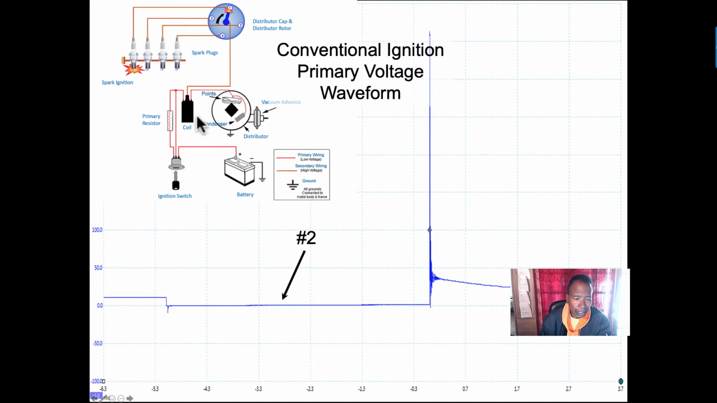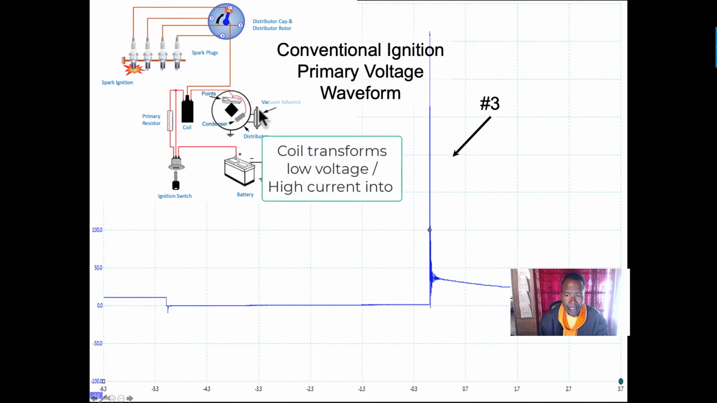So right here, battery voltage, the points close, I charge the primary circuit up. Here is my dwell section. This is when the coil is being charged. And keep in mind the car is running right now. Number 3 is when the points again open. Once it opens, I get this primary kick, spike.